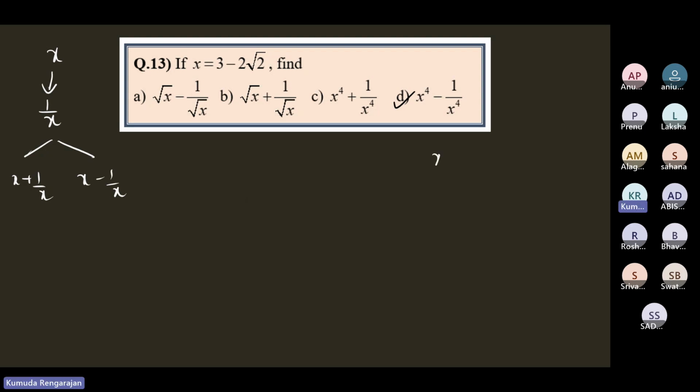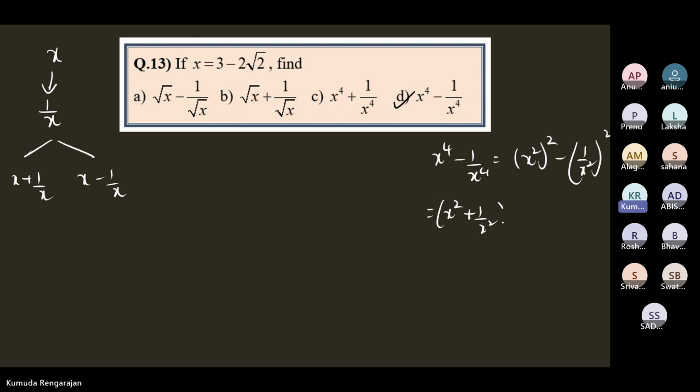Now, actually, x to the power 4 minus 1 by x to the power 4 is equal to x square the whole square minus 1 by x square the whole square. So it's like a square minus b square, which is a plus b into a minus b. Children, we have done all these sums earlier. I'm not explaining now. We're just recalling.